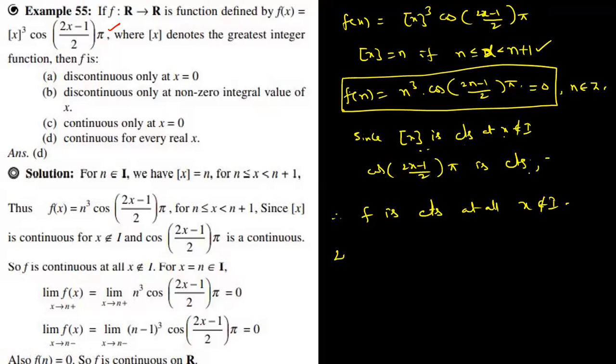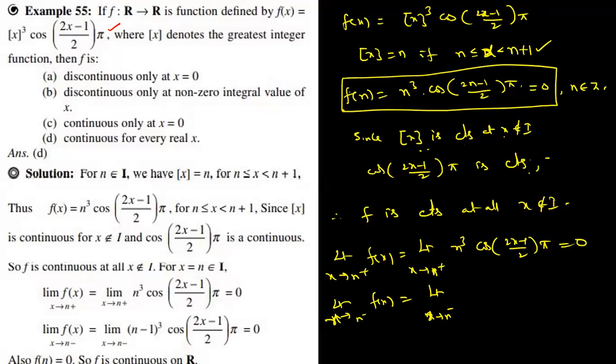Now, the limit as x tends to n plus, the right hand limit. What is the result coming? Anyone? x tends to n plus means the integral part of x becomes n cube only, times cos of (2x minus 1) by 2 into pi. How much? For n plus, take 2 plus, 3 plus, 4 plus. How much is coming? 0.